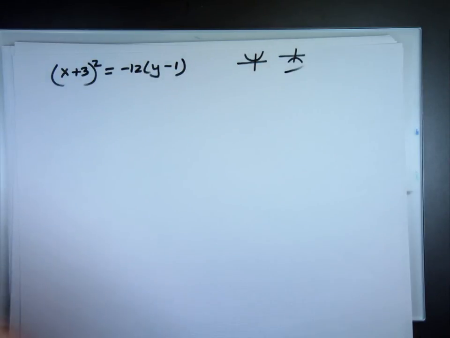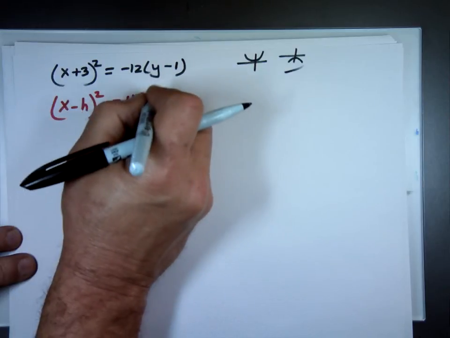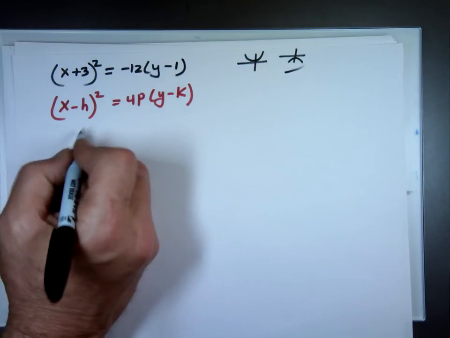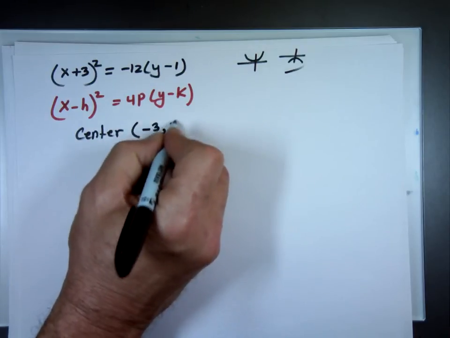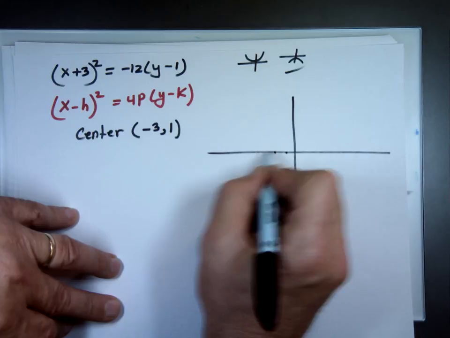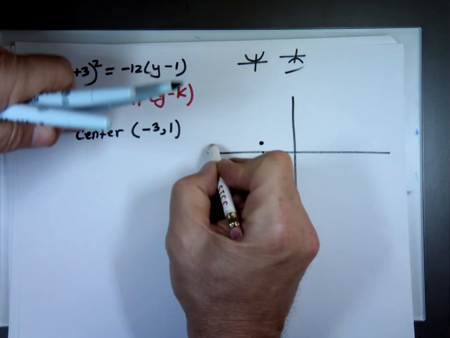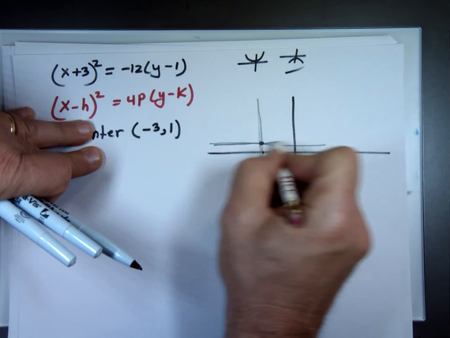So the standard form for this is going to be x minus h squared equals 4p times y minus k. Center, negative 3, comma what? 1. Negative 1, 2, 3, and 1. That's my center, right there. Here are my pretend axes. Everything is crooked now. Yeah, there we go.